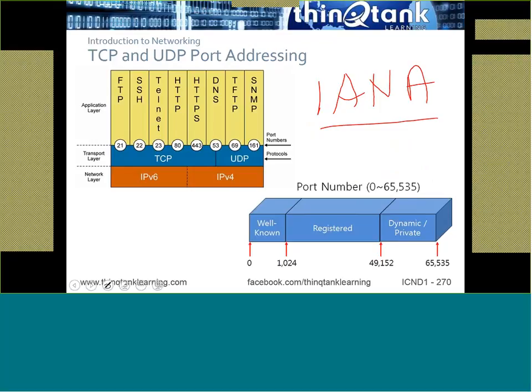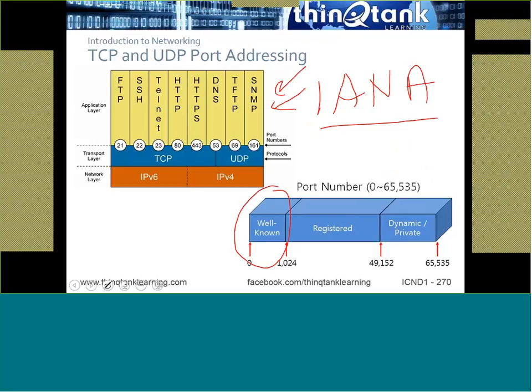Now, in the first block, from 0 to 1023, we have what are called well-known ports. Well-known ports are registered ports for applications that we see on a regular basis. These are applications that we see every single day, like port 80 for web traffic, port 20 and 21 for FTP, port 23 for telnet, port 53 for DNS, and so on. These are the port numbers that you guys are going to be responsible for knowing for the exam.